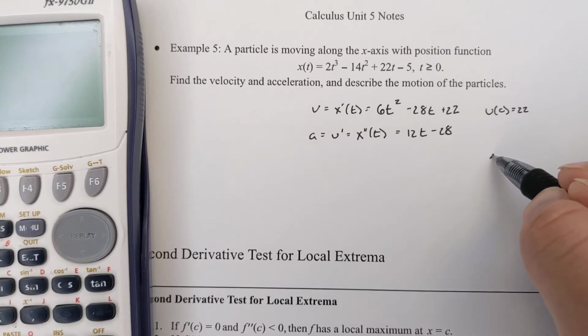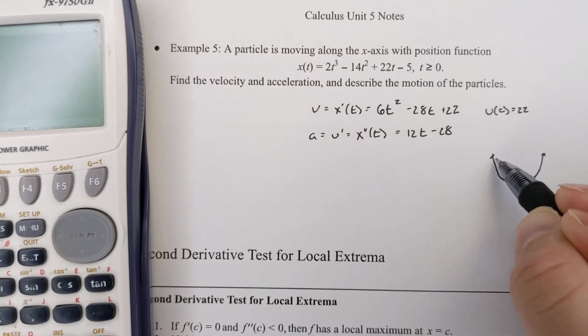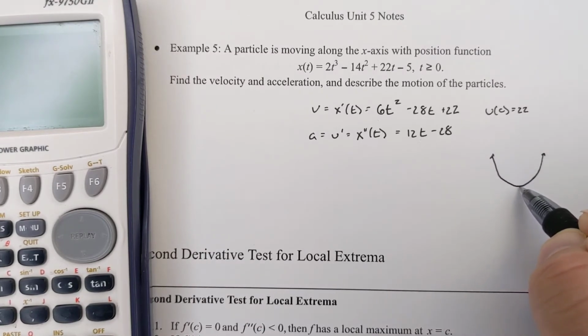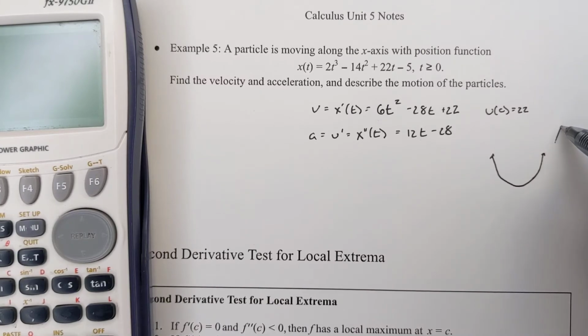So if you do the velocity function, it looks like this. So this slope is always getting more and more positive. It starts negative, gets closer to 0, and then becomes more positive. So there's my velocity curve. It's a parabola, which means that the position function is a cubic. So it looks something like that.